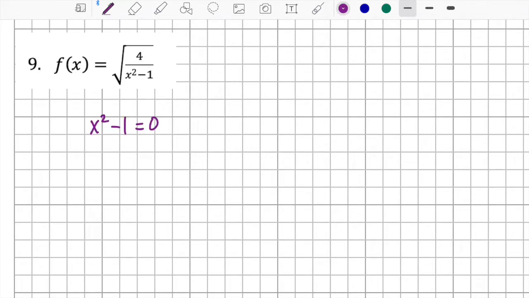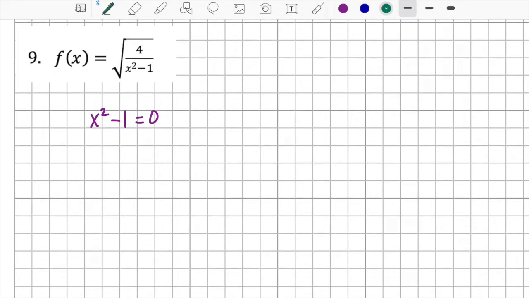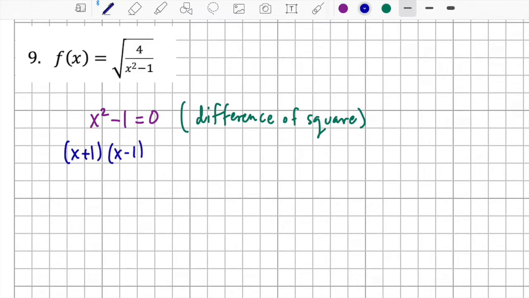So say x squared minus 1 equals 0. Now, before you try and solve for x and add the 1, don't do that, because this looks to me like a difference of squares. So we're going to factor it as x plus 1, x minus 1 equals 0.